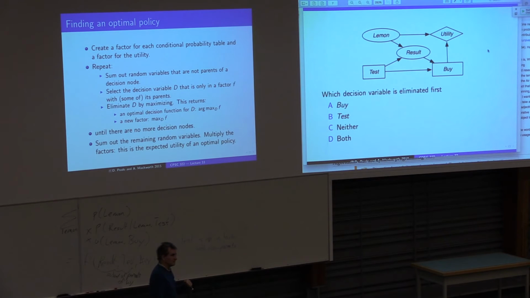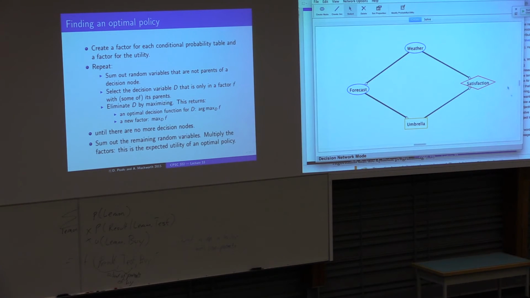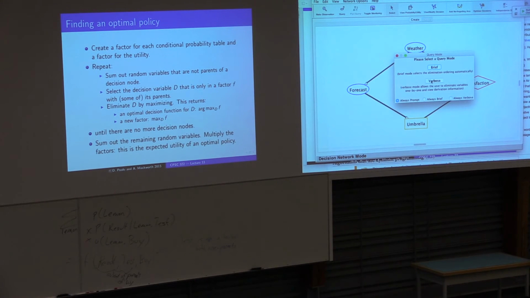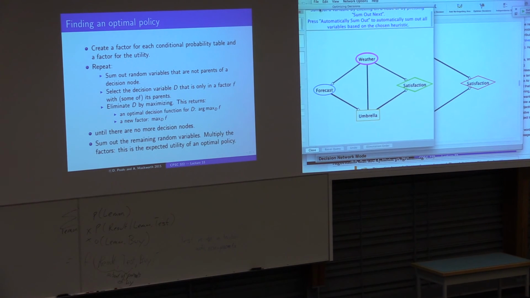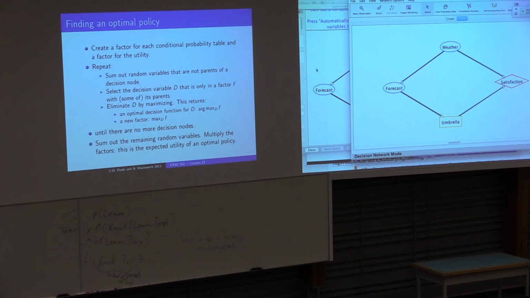What does maximizing do? Yeah, so let's do this. Let's solve this. Let's optimize decisions. So in here we had these three factors, and there's only one decision node. So what can we sum out? We have to sum out any variable. Let's move this across to here.